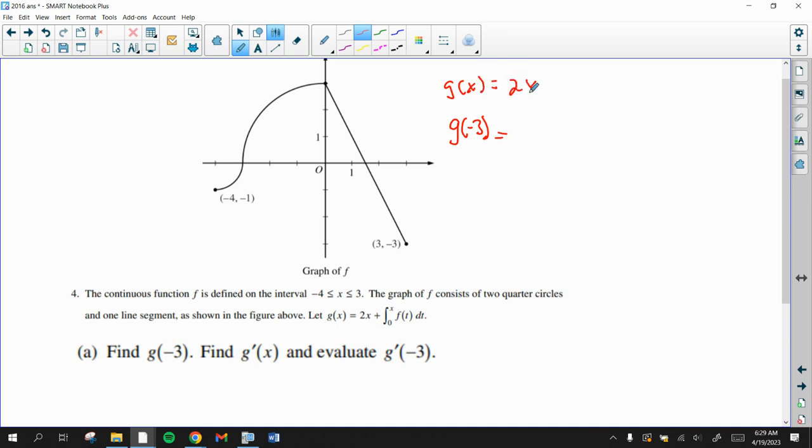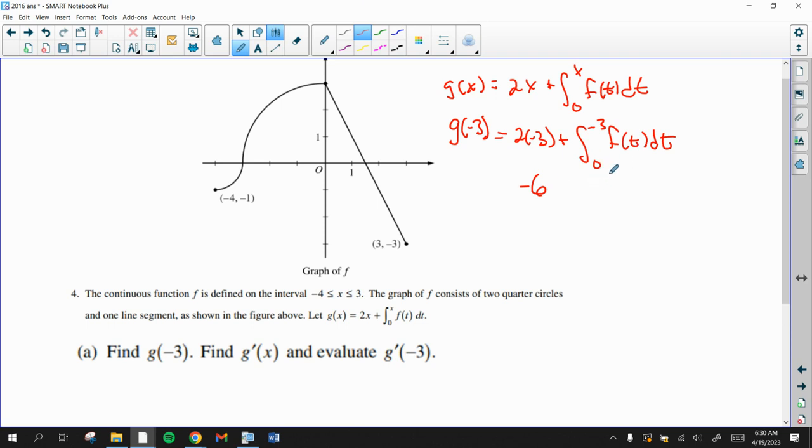is 2X plus the integral from 0 to X of f of t dt, G of -3 would be 2 times the -3 plus the integral from 0 to -3 of f of t dt. So you're just plugging -3 in for x. 2 times -3 is -6.